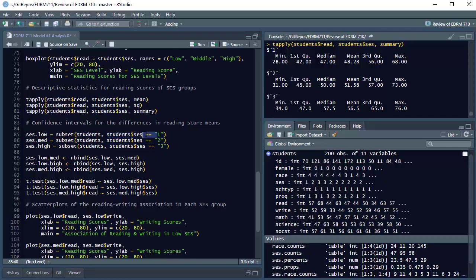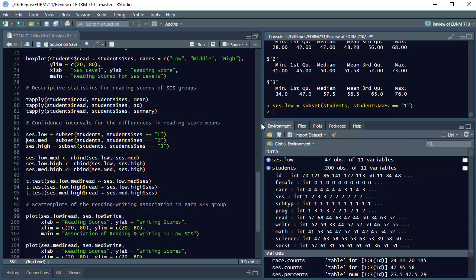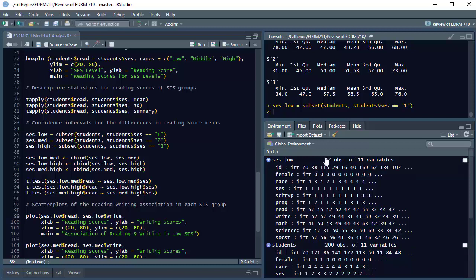Now notice the two equals signs. That tells us that we're looking for something equivalent, okay? So I want my SES to be equivalent to 1. Well, what will that do? That will pull out the low SES. So if I now look at low SES, notice I now only have 47 instead of 200. And if I look at SES, every single one of these is a 1.